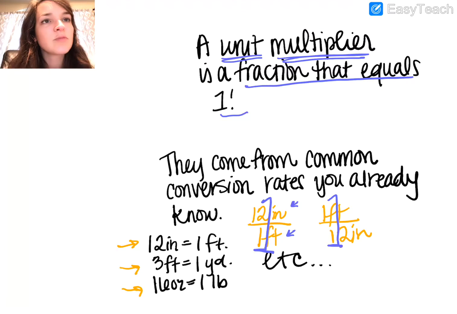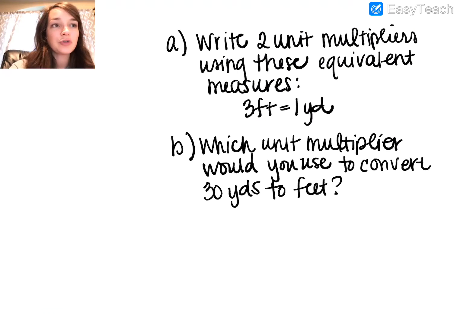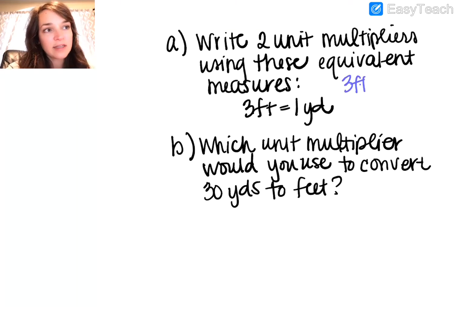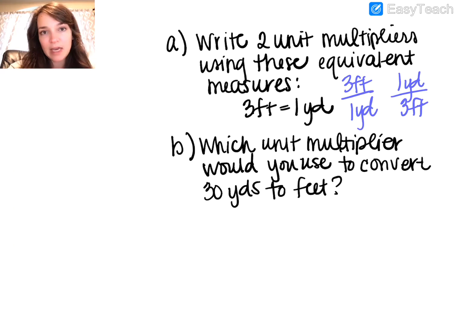Okay, so let's move on and look a little bit at what this looks like. If we wanted to write 2 unit multipliers using these equivalent measures, it's very similar to what I just did: 3 feet equals 1 yard. Well, we could say 3 feet for 1 yard, or we could flip-flop it and put 1 yard over 3 feet. So now your next question might be, okay, well, how do I know when to put it which way? Like, how do I know when the 3 feet is supposed to go on top and when it's supposed to go on the bottom? That's a great question, and that's where we're going next. So now we're going to look at how you know which one to use, because that's just as important as knowing the conversion rate itself, okay?